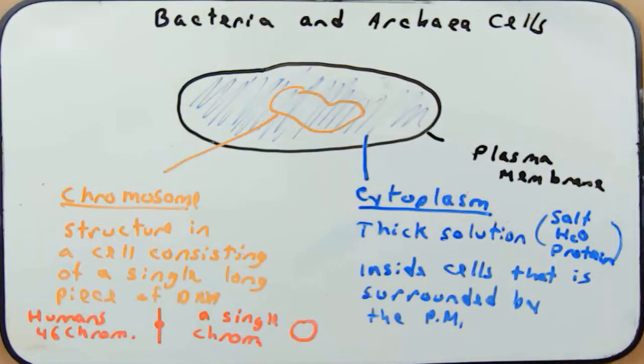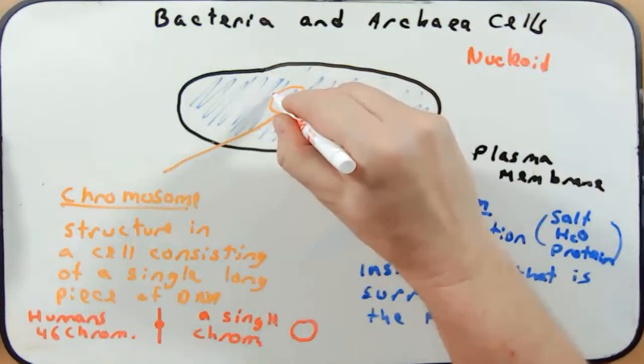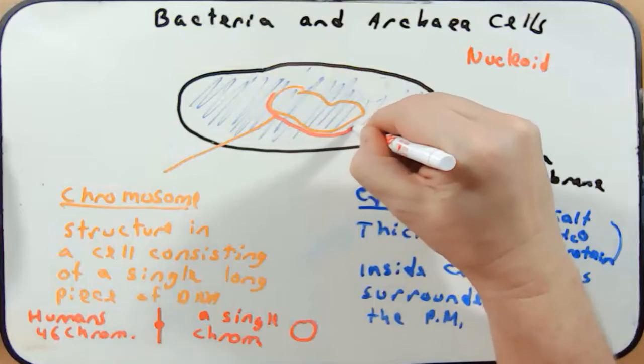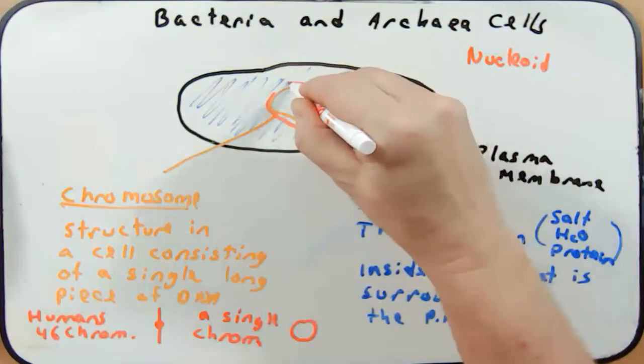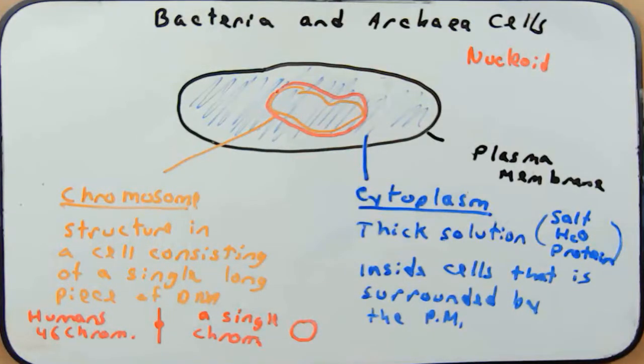So what is this tiny little structure here? That tiny little structure is called a nucleoid. The nucleoid is not a membrane structure, it's just an area within the cell, and this area is where the chromosome is. So it's reminiscent of a nucleus, but it's not, because a nucleus has a membrane around it. But it is clustered in one part of the cell, and so that's what we call the nucleoid.